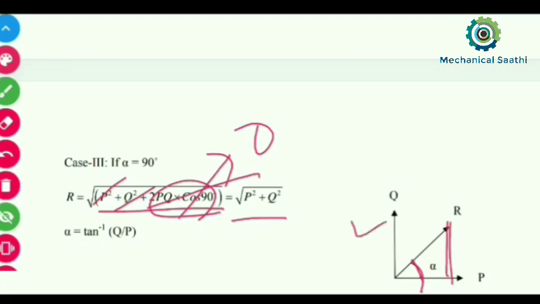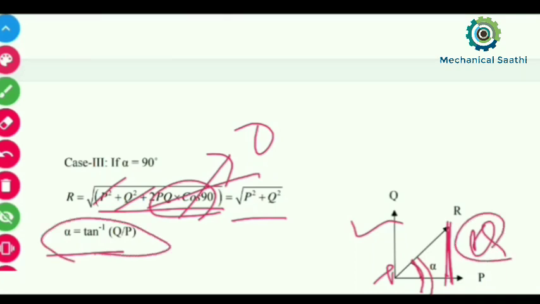Okay, and if we try to calculate the value of alpha over here, I can represent this q by this side, then we can calculate tan alpha. So this is q and this is p. Tan alpha will be equal to q by p. Okay, so alpha can be calculated. If alpha is not given, then it will be equal to tan inverse q by p. So if the angle in between these two forces, p and q, is 90 degree, then the resultant force will be under root p square plus q square.